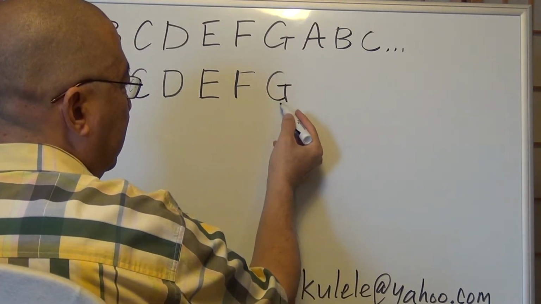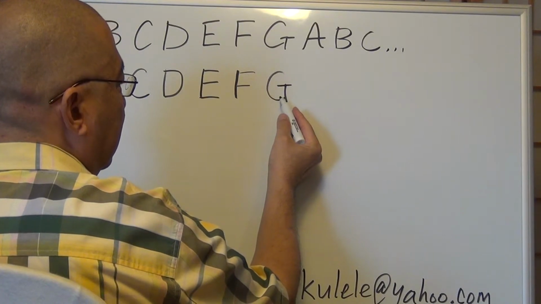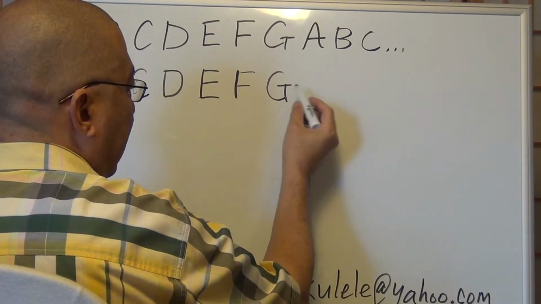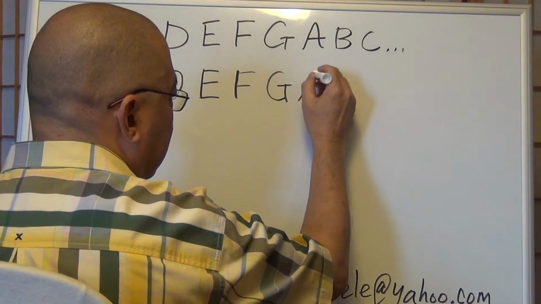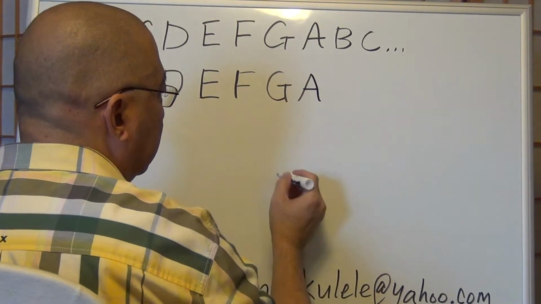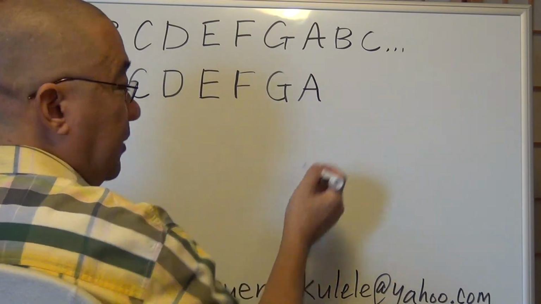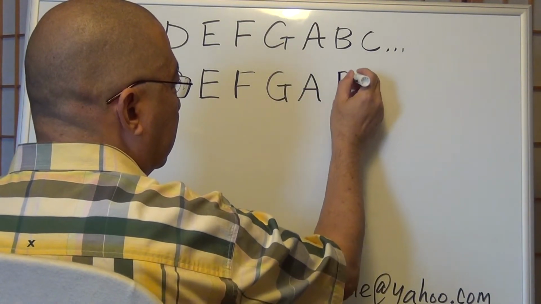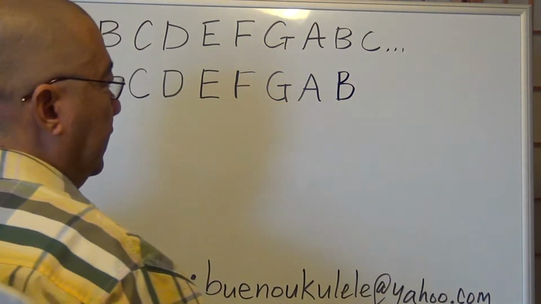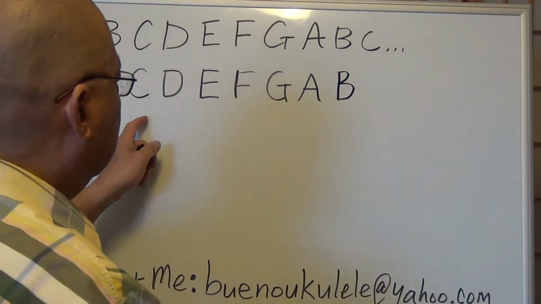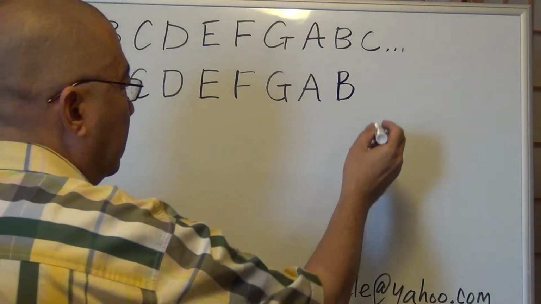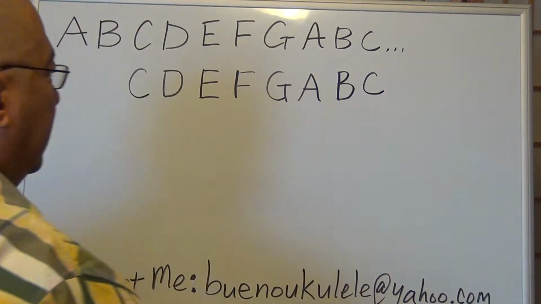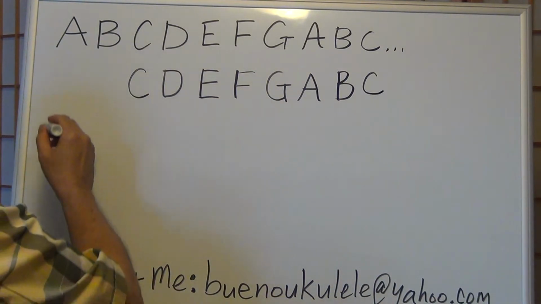And then after G, we have to bring back the A, right? Because that's just the way it is. So A is after G. And then we continue the same alphabetical pattern. What's after A? B. And we end on the same note we started with. So if we started with a C, we're going to end here. Okay? So that's the key. Now this is the key of C.